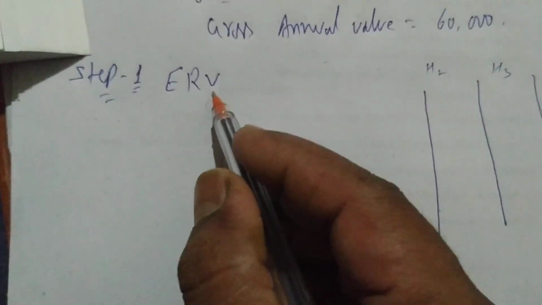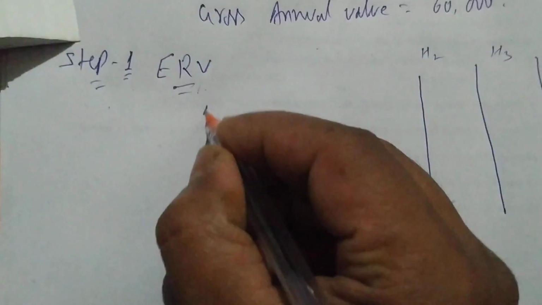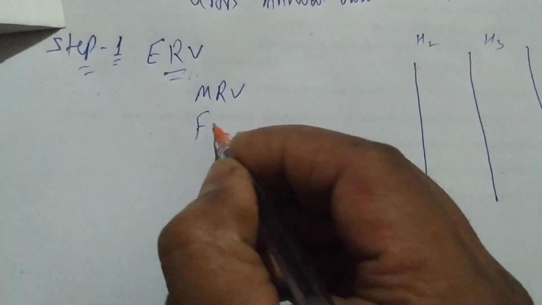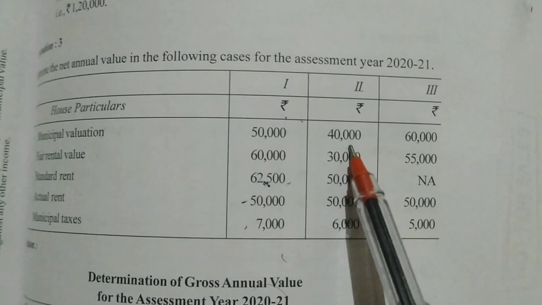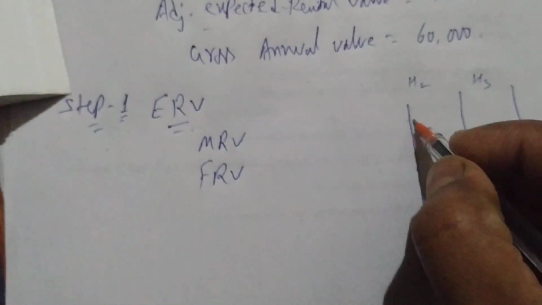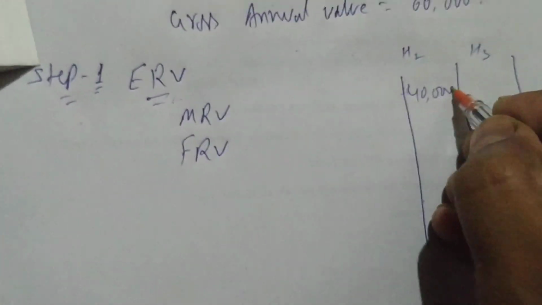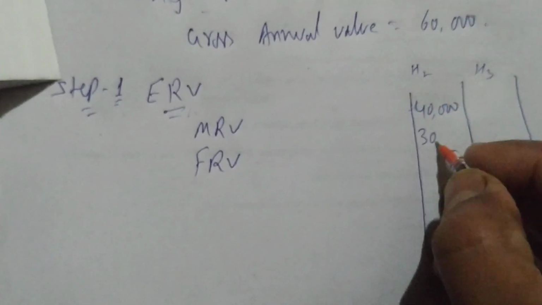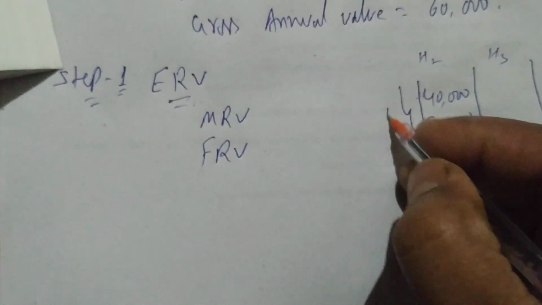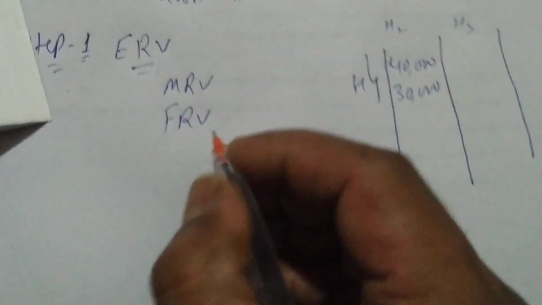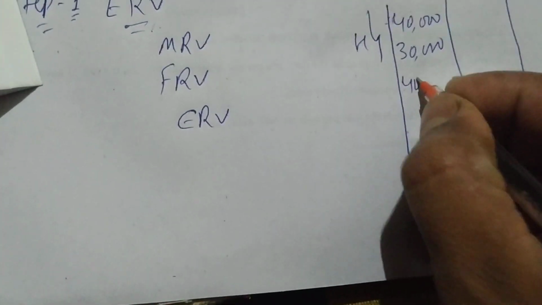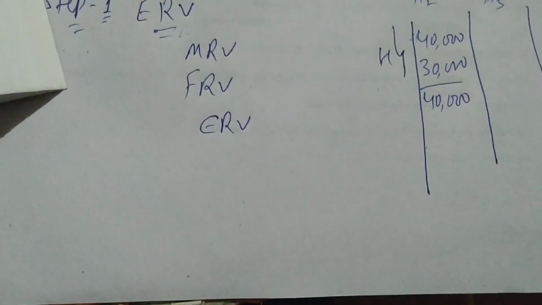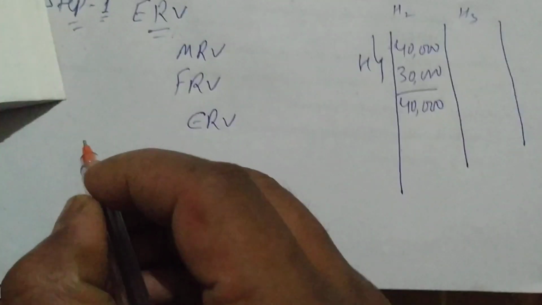So first we have to find out ERV. How to find out ERV? MRV or FRV. So how much is MRV for the second house? 40,000. MRV is 40,000. And how much is FRV? 30,000. So I wrote 30,000. What is high? High is 40,000. So next line, ERV is 40,000.